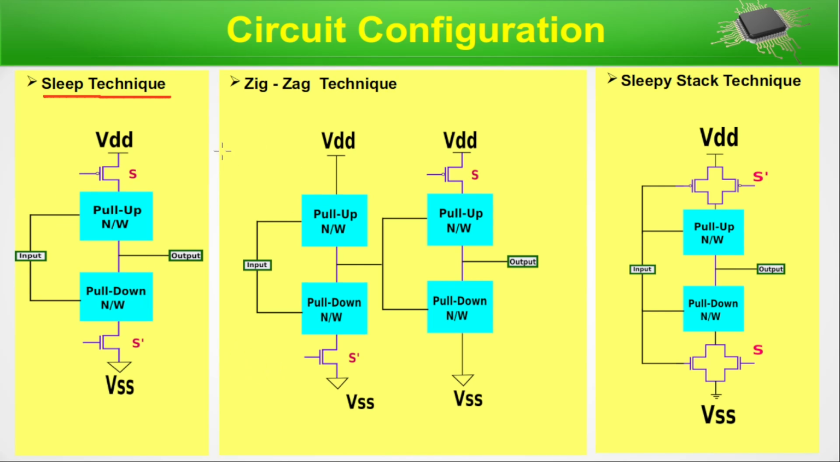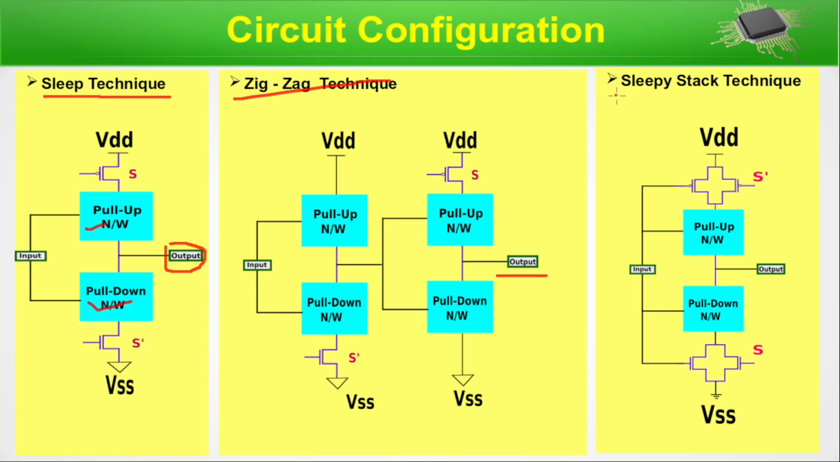Now this is zigzag technique. This is in sleep technique, that is pull up network. This is pull down part, input and output. This configuration is zigzag technique. This is stack technique. Stacking of transistor. Multiple transistors are used to reduce the subthreshold leakage current. We have seen it in last episode. That's a mix between sleep technique and stack technique. This is sleepy stack technique.